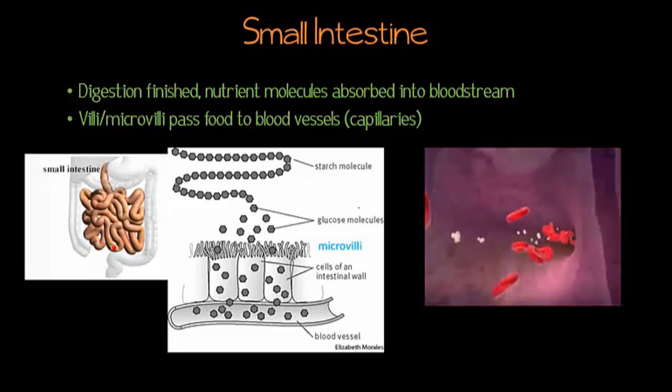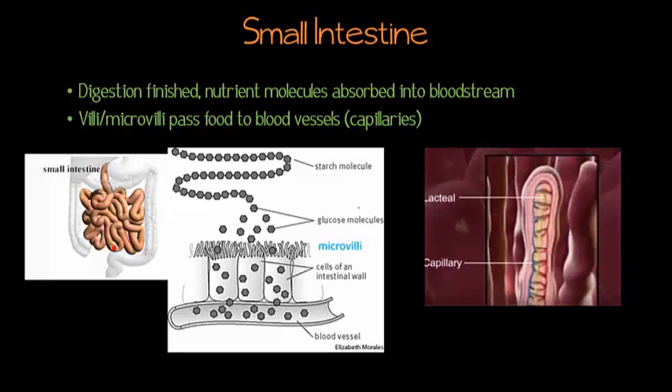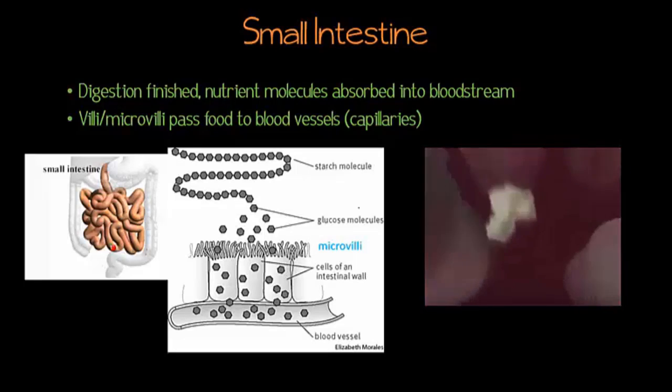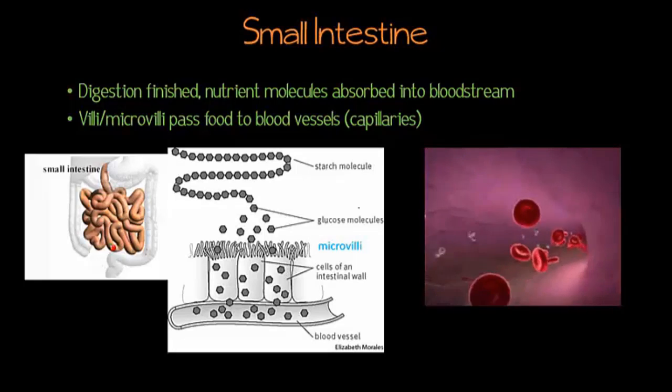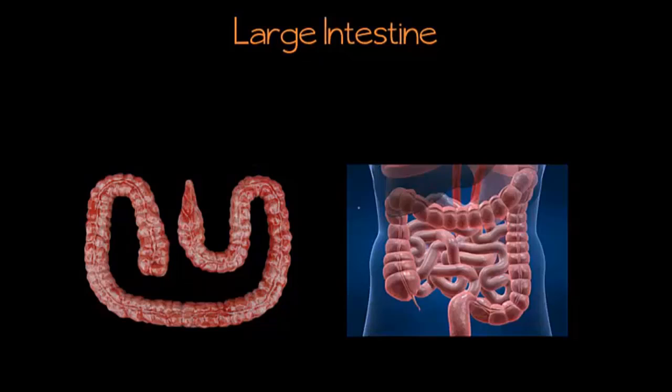So at this point, here in the small intestine, all of the usable nutrient molecules are going to get absorbed and passed into the bloodstream, but you still have stuff left over. In all of the food that you eat, as it gets broken down, there are leftover molecules that can't be used by the cells. And this leftover waste material is sent into the large intestine.